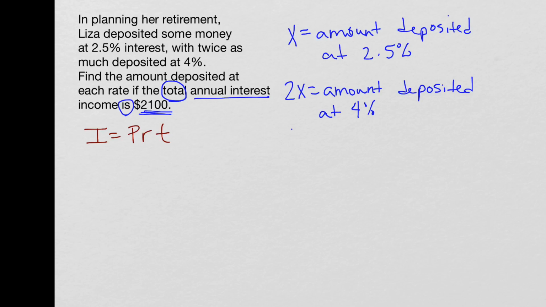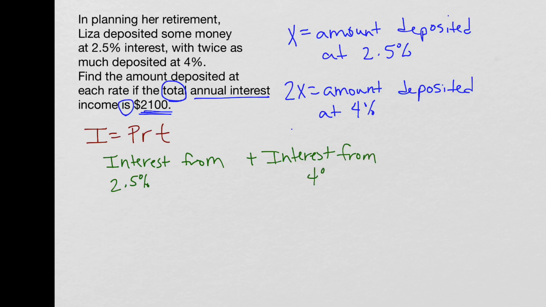So to set up our equation, we'll start with the interest from the 2.5% account, plus the interest from the 4% and set it equal to the total interest, which they told us was $2,100.